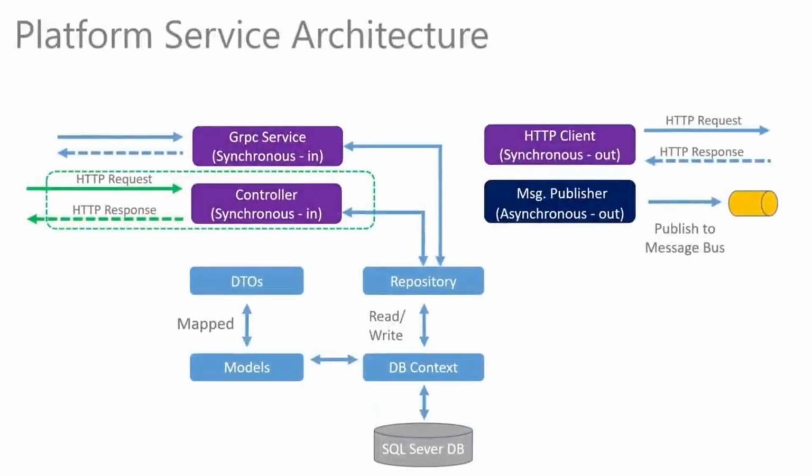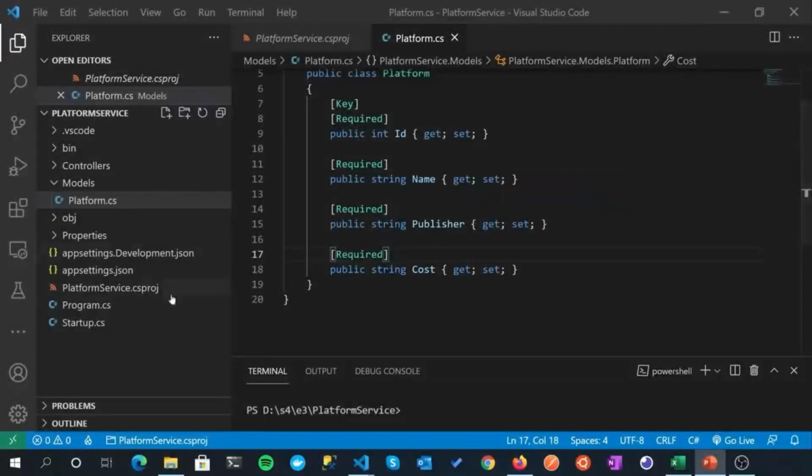Quick visit to our architecture. So we've created our model, just a platform model. We're now creating our DB context, which effectively maps our models down to our persistent data store. Now, to begin with, we're just using an in-memory database, but we will move to SQL Server eventually. So this is the next thing that we're going to tackle.